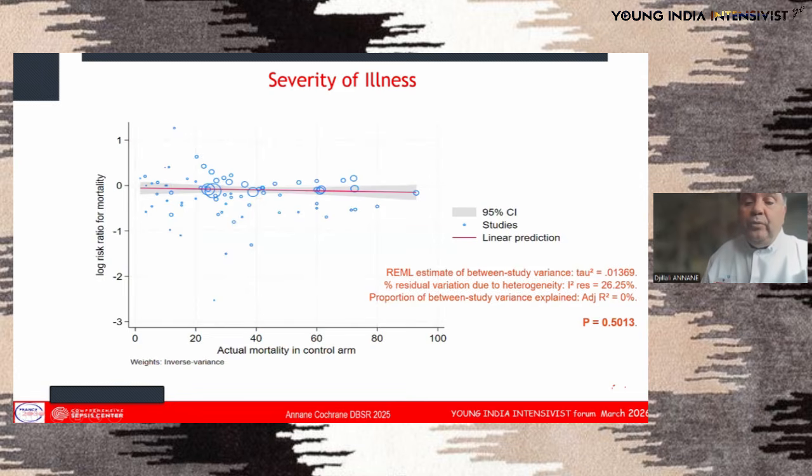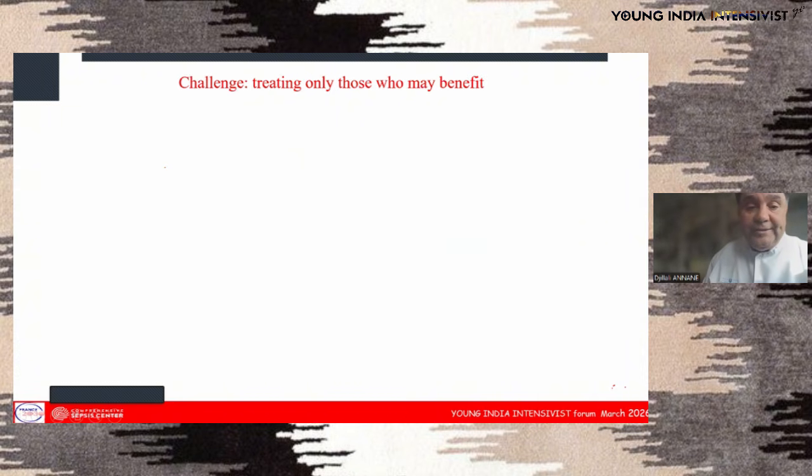We also tried to look at whether the baseline severity of illness may play a role, and it did not. So here we did the meta-regression using the mortality in the control arm as a reference of severity of illness. And one can see that there is absolutely no evidence that response to corticosteroids varied according to baseline risk of death.